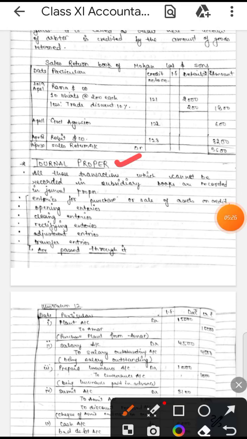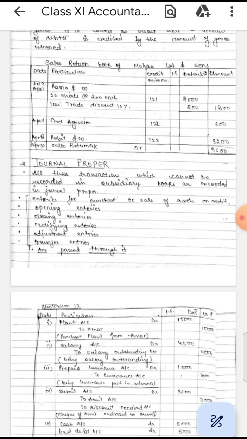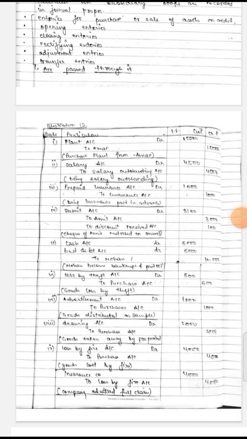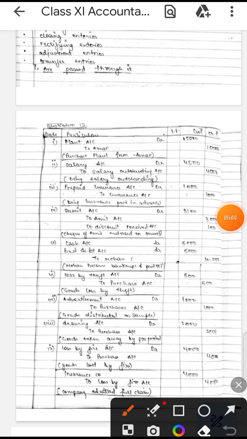Now we are going to understand the concept of the general proper. All those transactions which cannot be recorded in subsidiary books like purchase, sales, purchase return, sales return, are recorded in general proper. Entries for purchase or sales of goods on credit basis, that means asset related items on credit basis, are recorded in general proper. Opening entries, closing entries, rectifying entries, adjustment entries, as I said earlier, all these transactions are recorded in general proper. The format of general proper is the same as the journal: the date, the particulars and the ledger folio, debit amount and the credit amount.